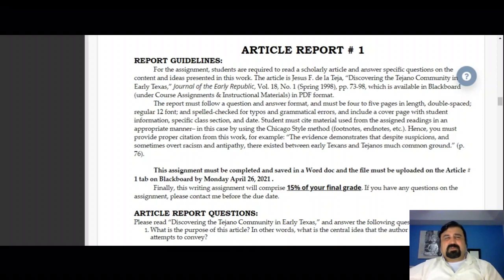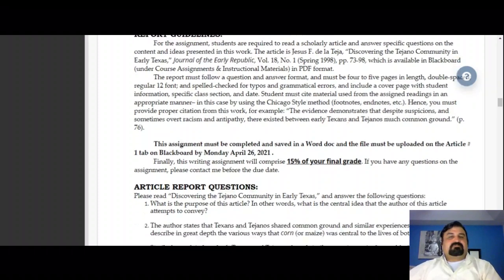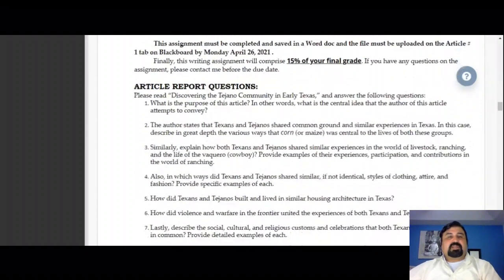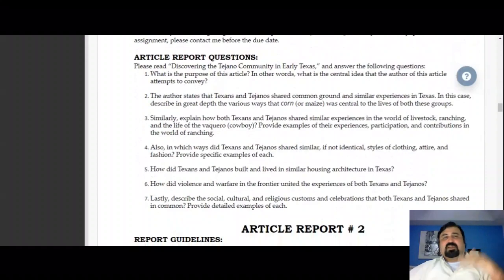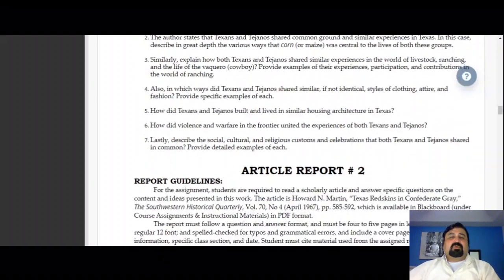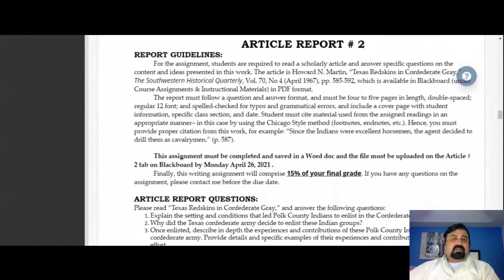I highly recommend it. You'll be surprised to learn about the similarities between the Tejanos and the Texans, particularly in the early 19th century. You read it and then you answer the questions. I presented a series of questions, and your responsibility is simply to answer those questions step by step. That will be one report.